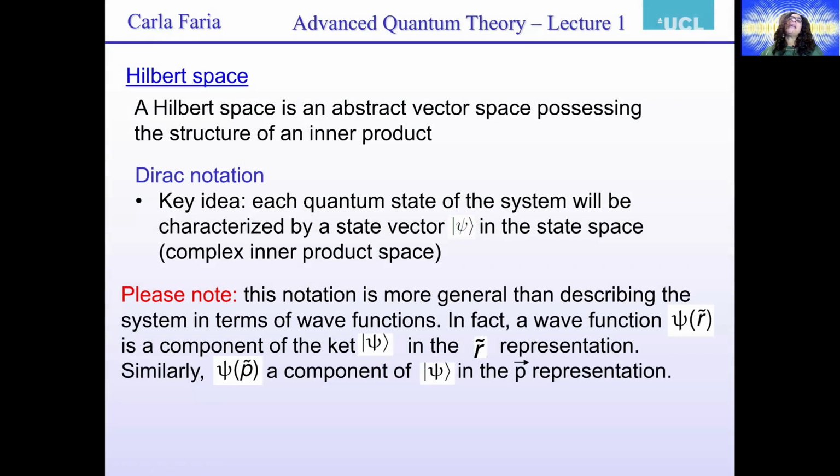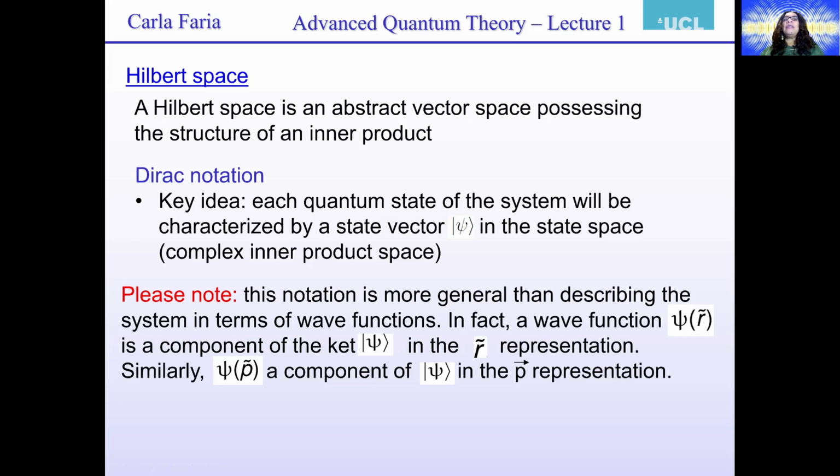A Hilbert space is an abstract vector space possessing the structure of an inner product. In the previous lecture, we have discussed what an inner product is and what a vector space is. So we're going to consider now that we have an abstract vector space, which is the Hilbert space, and this has the structure of this inner product. And the key idea here is that each quantum state of the system is going to be characterized by a state vector in this complex inner product space, which is the state space.